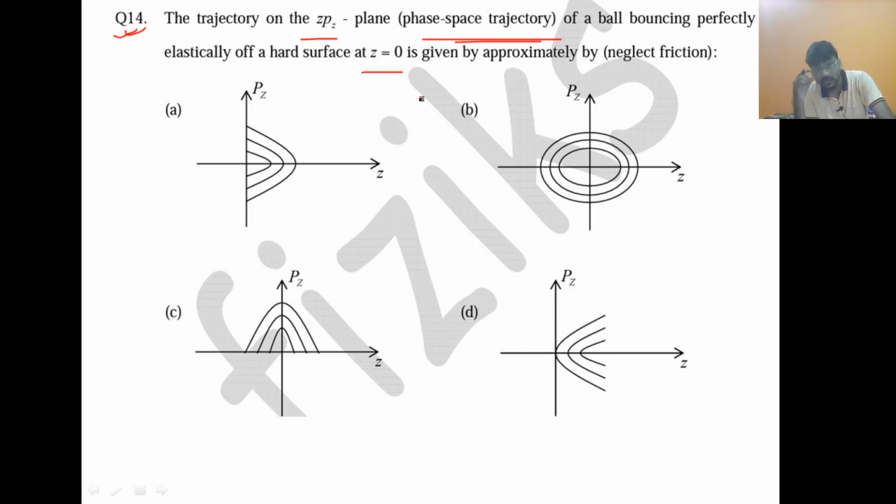So here the collision is elastic, so the total energy will be constant. So what will be the total energy? We have to find out the total energy first. Okay, so total energy means kinetic energy plus potential energy at any position z from z is equal to 0. It will be E is equal to p square over 2m, that is here pz square, plus mg into z. This is the potential energy, this is the kinetic energy, and that will be constant always. So we have to know what is the graph between pz and z.